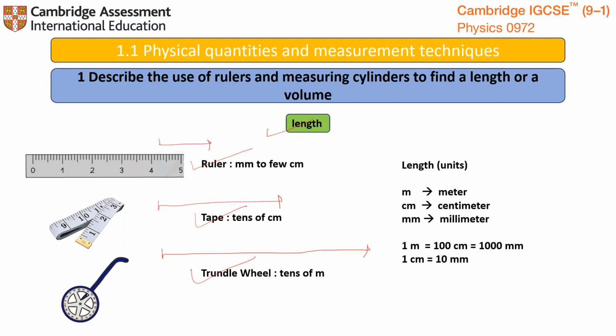So the SI unit of length, as we saw, is meter, and length is also measured in centimeter and millimeter. We need to remember this relationship, that is 1 meter is equal to 100 centimeter, which is equal to 1000 millimeters, and 1 centimeter is equal to 10 millimeters.